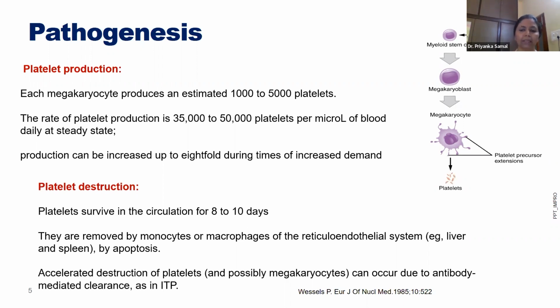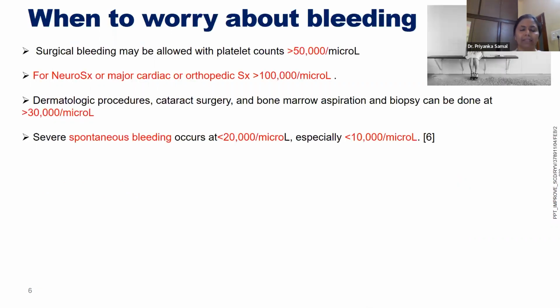So that is what means that whenever it is an antibody-mediated clearance or destruction of the platelets, it occurs within a few hours or a few days. So having said that, platelet counts even at 30,000 do not bleed; the patients with 30,000, they do not bleed. Do we need to worry about bleeding in a patient who has low platelet counts?